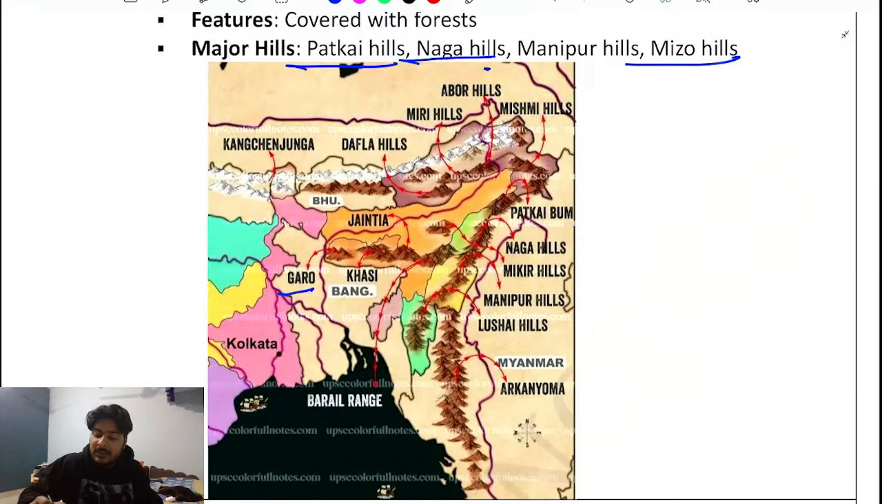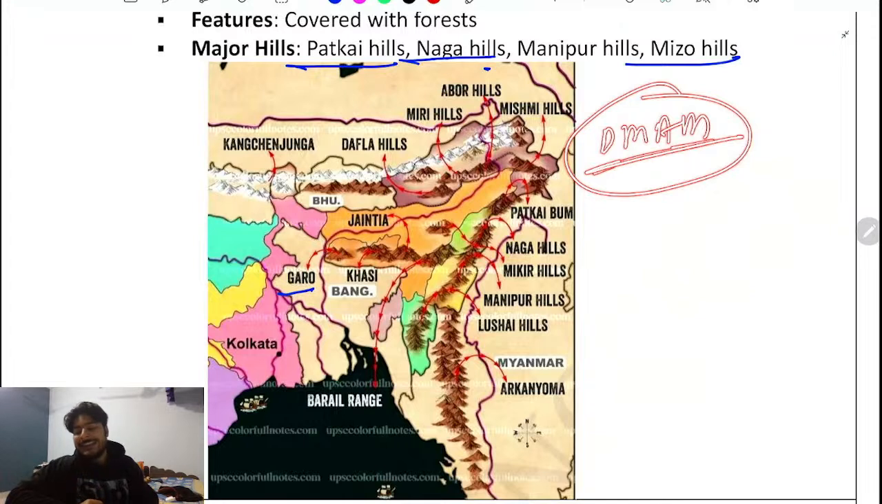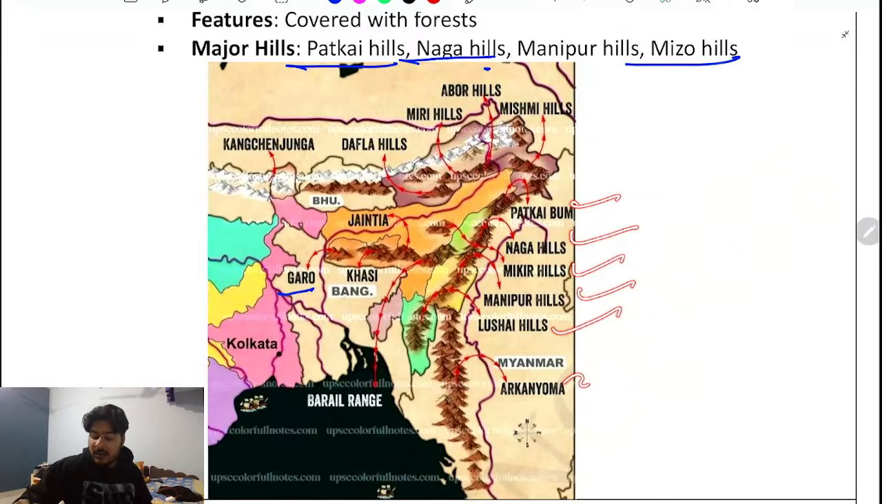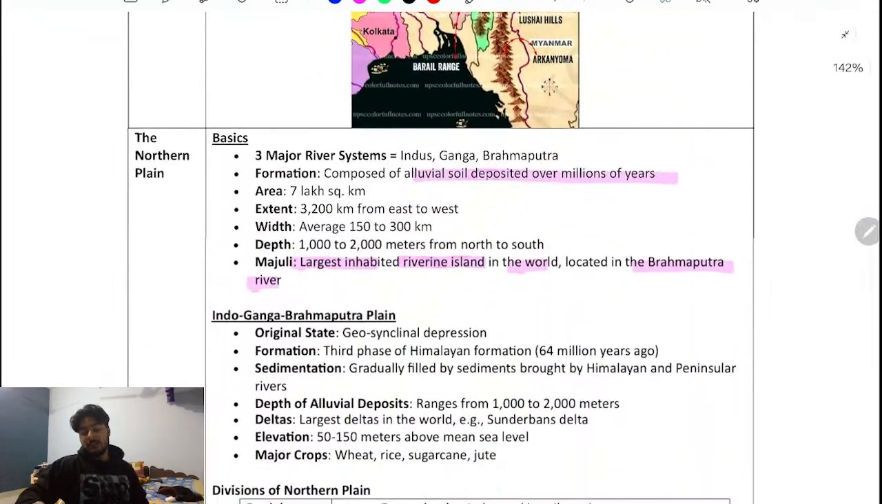Now here we have one thing missing: the Dafla, Miri, Abor, Mishmi. DMAM. Dafla, Miri, Abor, Mishmi. Remember it. These are the hills present apart from the Patkai Hills, Naga Hills, Manipur Hills, Lushai Hills, Arakan Yoma Range. Everything is there. Clear?